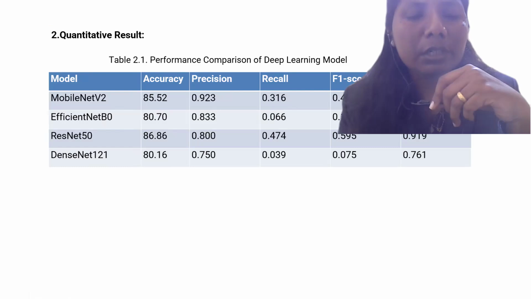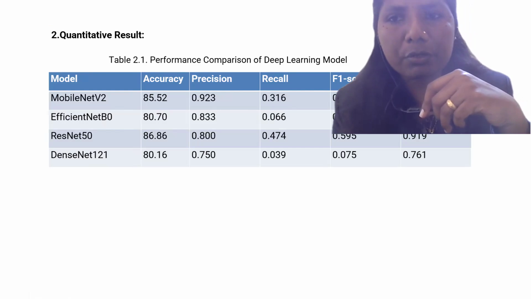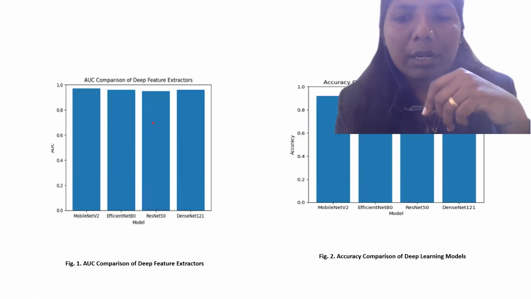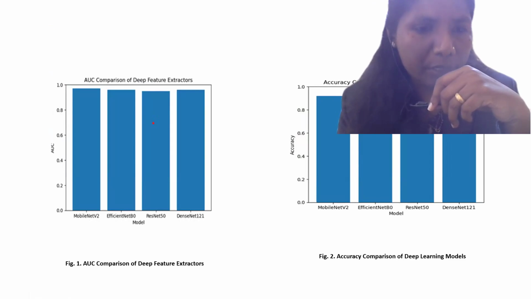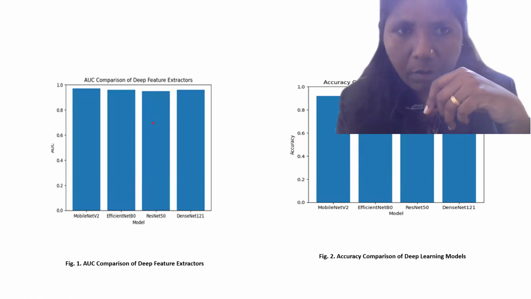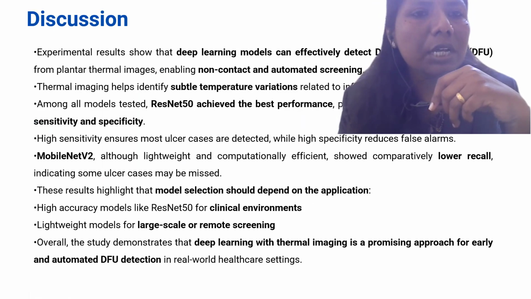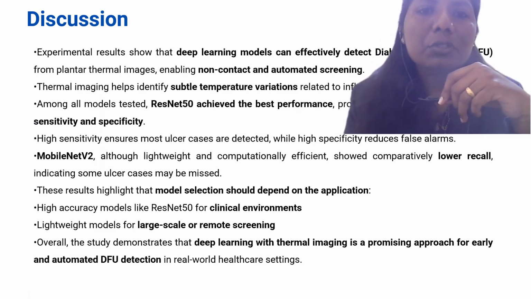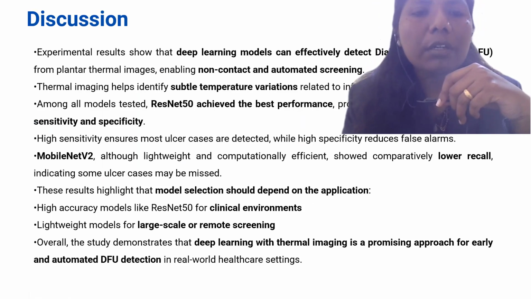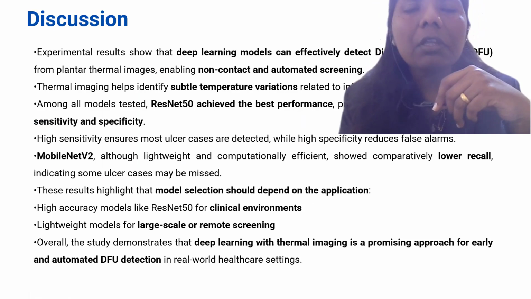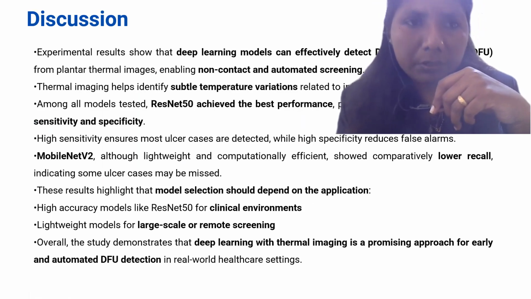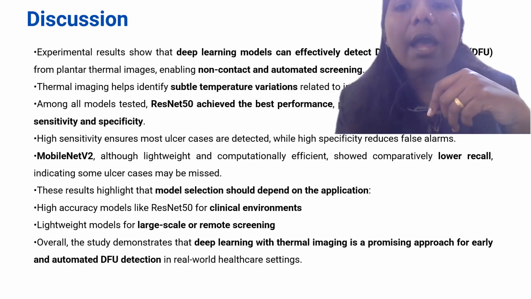This is the quantitative result of different models against accuracy, precision, recall, F1 score, and AUC. So this is the diagrammatic representation of the comparison, the AUC comparison and the accuracy comparison, that I have shown. Then the discussion is that the experimental results show deep learning models can effectively detect diabetic foot ulcers from plantar thermal images, enabling non-contact and automated screening. Thermal images help to identify subtle temperature variations, tissue damage, and inflammation.